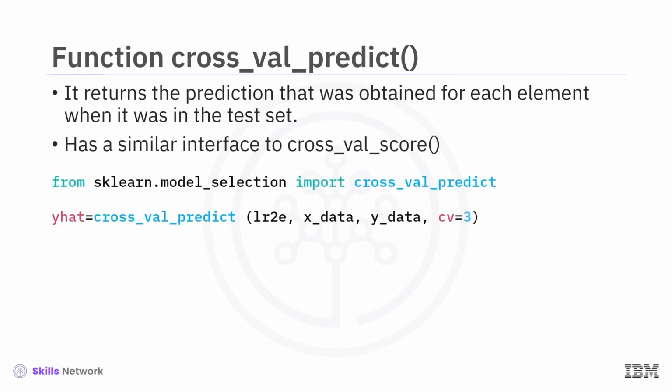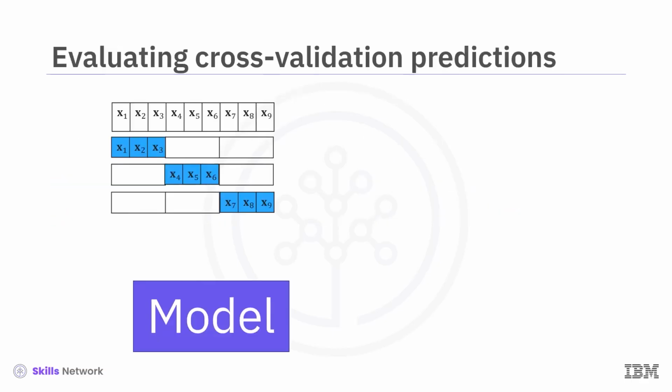To do this, we use the cross_val_predict function. The input parameters are exactly the same as the cross_val_score function, but the output is a prediction. Let's illustrate the process. First, we split the data into 3 folds. We use 2 folds for training, the remaining fold for testing. The model will produce an output, and we will store it in an array.